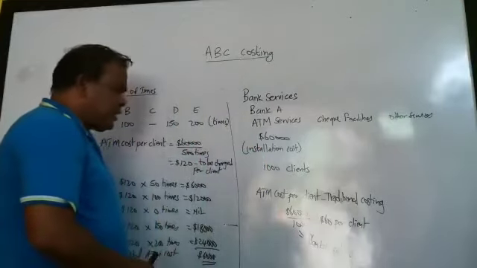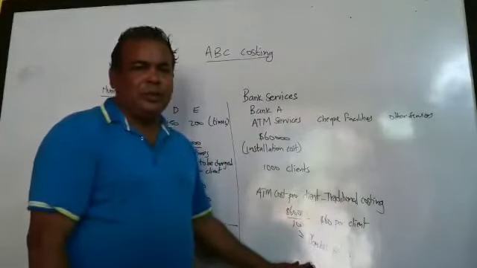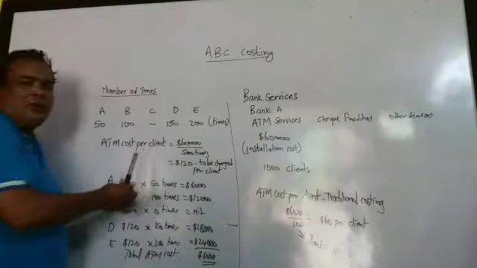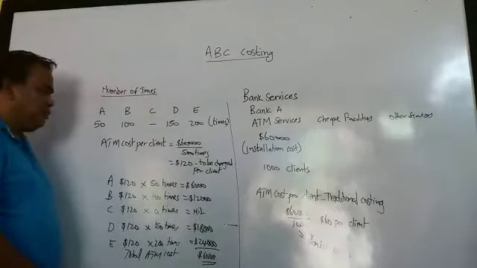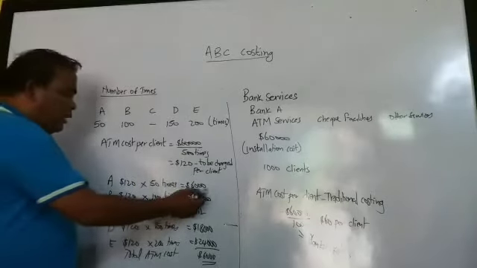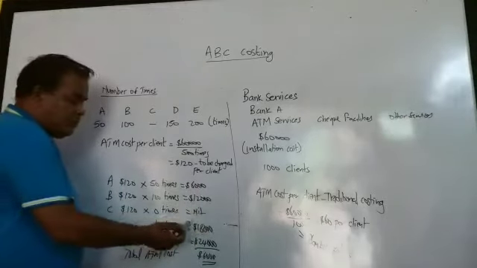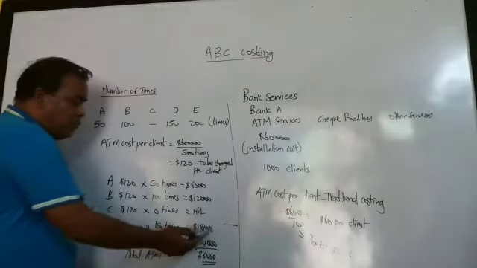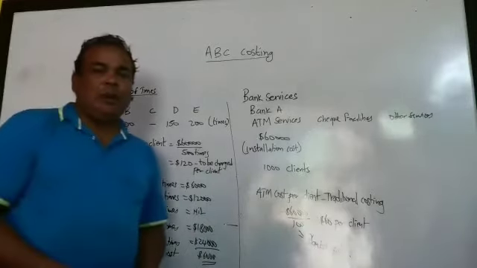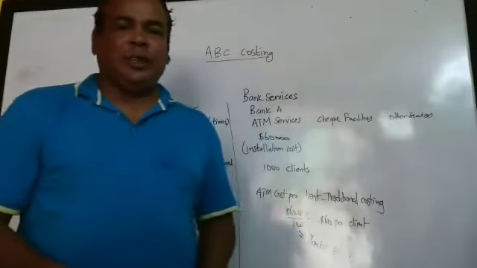So instead of using the traditional costing system to calculate cost per unit, cost per client, we can use activity-based costing, which will take into account the number of times the client is using the ATM. So this will be an accurate cost. A will have to pay 6,000, B 12,000, C will not be charged any amount, D will have to pay 18,000, and E will have to pay 24,000. There will be no issue. The clients will agree to pay because they have used the ATM services.